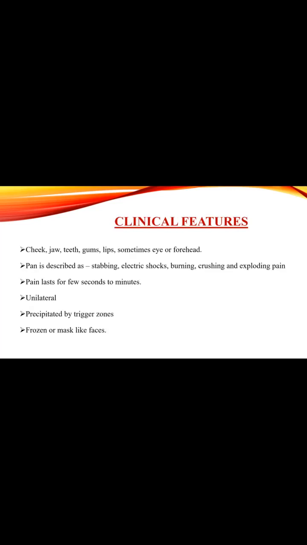Next, moving on to the clinical features. As we already said, the pain is the main characteristic feature of trigeminal neuralgia. The pain mainly occurs in the areas of the face where the trigeminal nerve supplies normal sensation. These are the areas where the person exhibits the pain. It includes the cheek, the jaw, the teeth, gums, lips, and sometimes the eyes and forehead are also areas where the person exhibits pain.